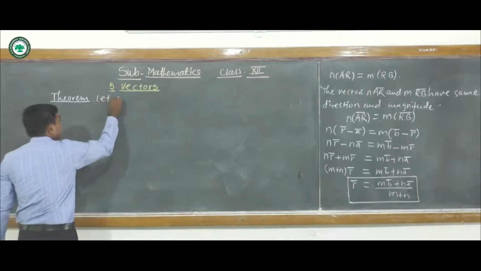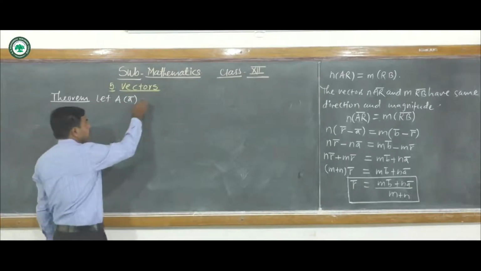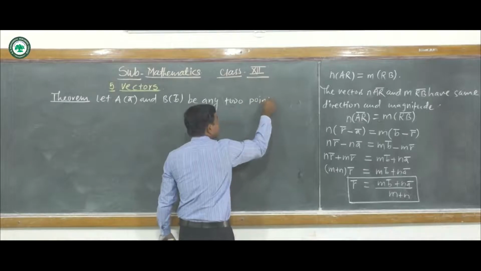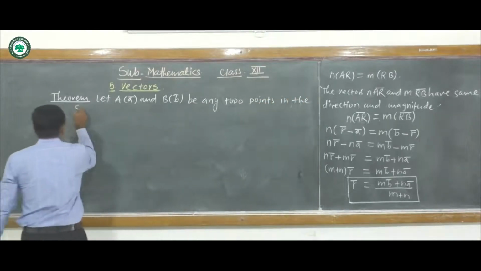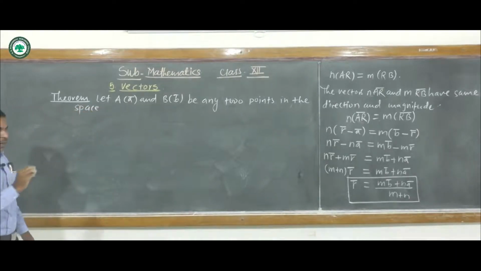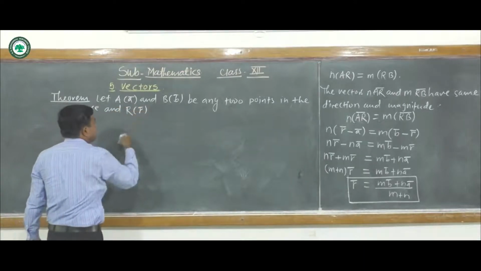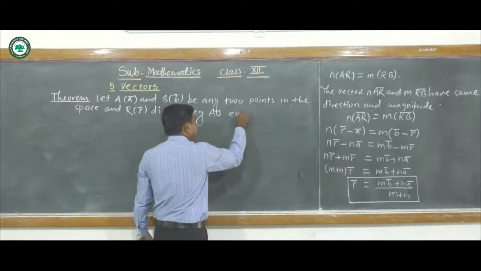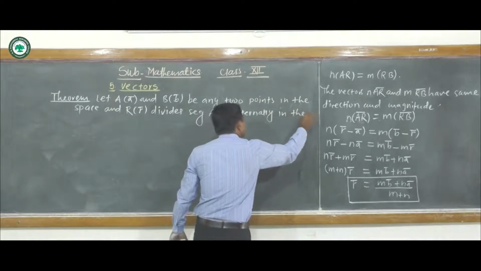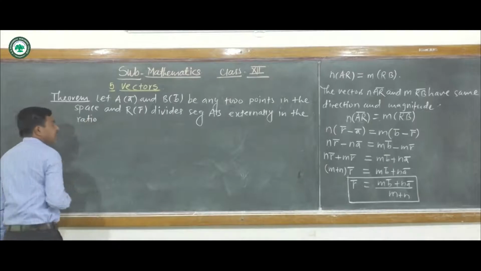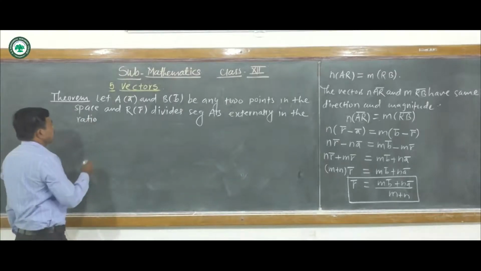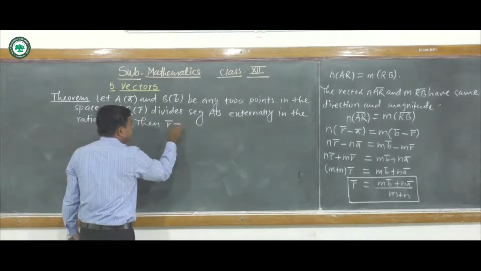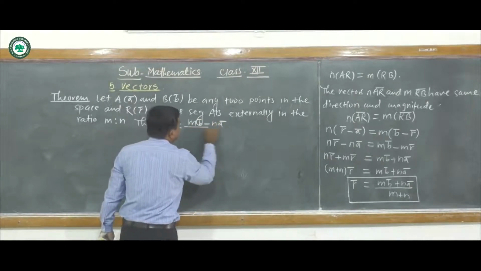See, let point A with position vector A bar and point B with position vector B bar be any two points in space, and point R with position vector R bar divides segment AB externally in the ratio m as to n, then R bar is equal to (m into B bar minus n into A bar) divided by (m minus n).